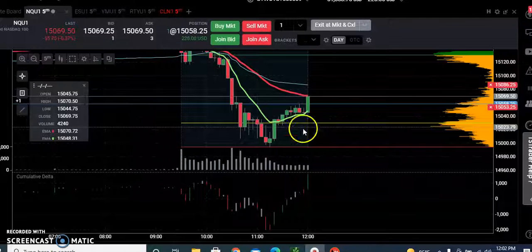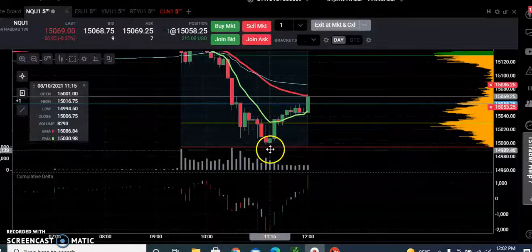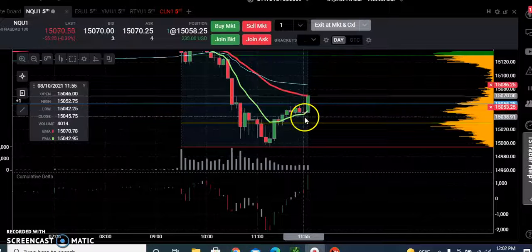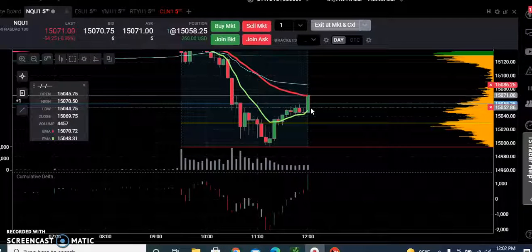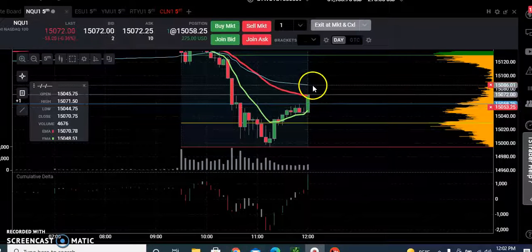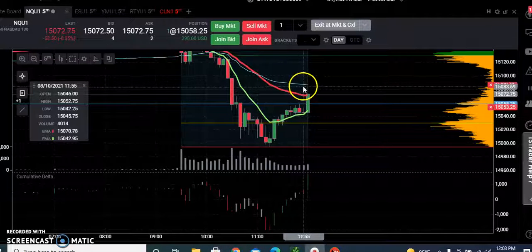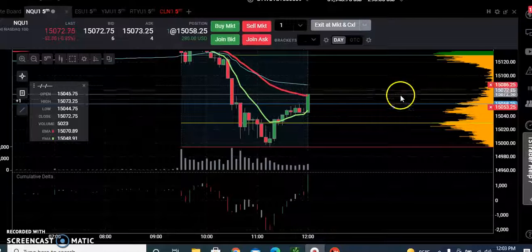All right, folks, I went ahead and put my order in off that 1, 2, 3. It came down just a little bit there. I feel it was a safe bet. I'm up $250 right now. I think it's headed for the VWAP, which is this line right here.